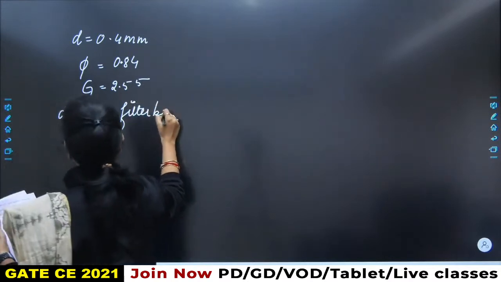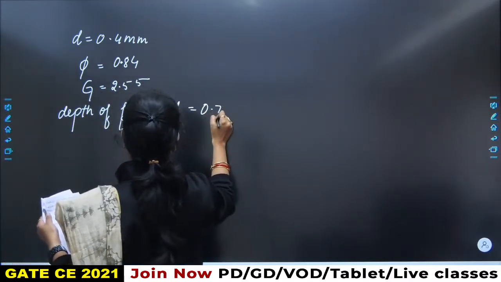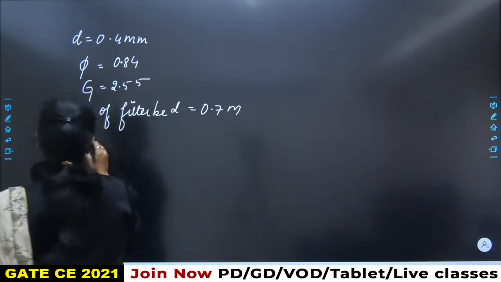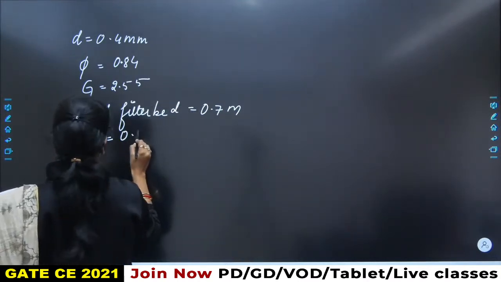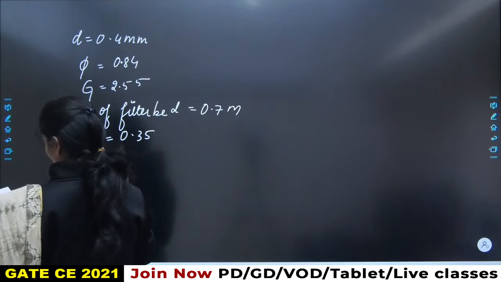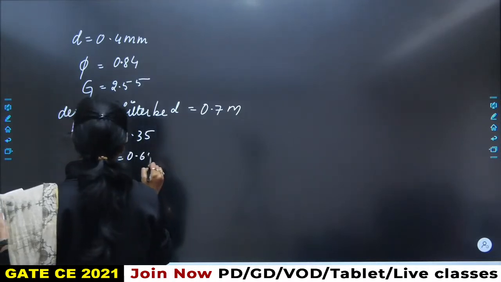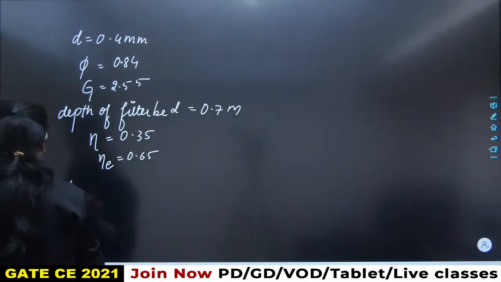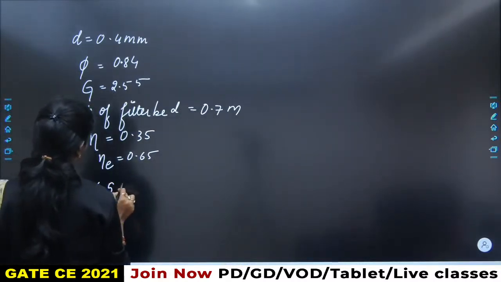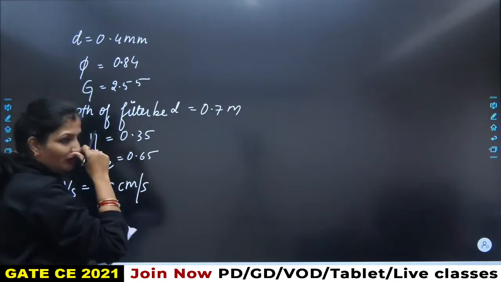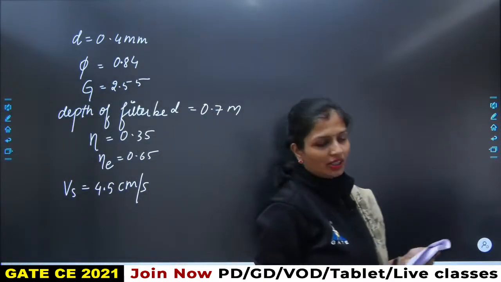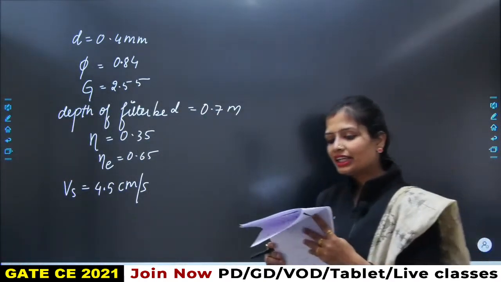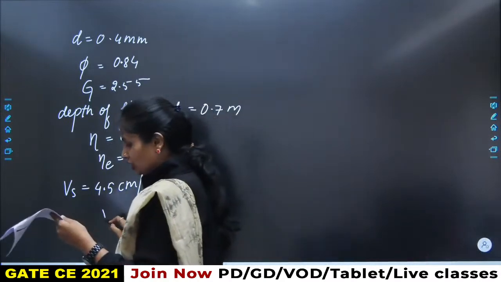Depth of filter bed is given to you as how much? 0.7 meters. Porosity they have given as 0.35, and expanded porosity is given as 0.65. Along with this, they have given the settling velocity as 4.5. Yesterday students told me that it was in centimeters per second when I was taking the other channel. Clear?